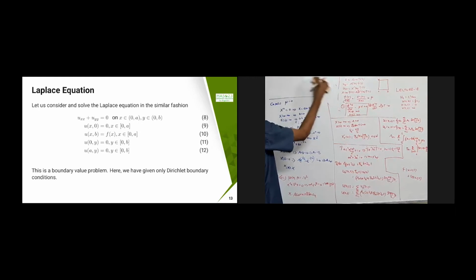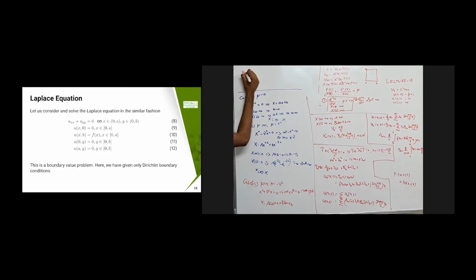So I'm going to consider the Laplace equation now. The problem is u_xx plus u_yy equal to 0 in the interval x belongs to 0 comma a and y belongs to 0 comma b. This is the interval I'm going to consider, and I'm going to impose some conditions. So u of x comma 0 equal to 0, and u of x comma b equal to f of x, where x belongs to 0 comma a.